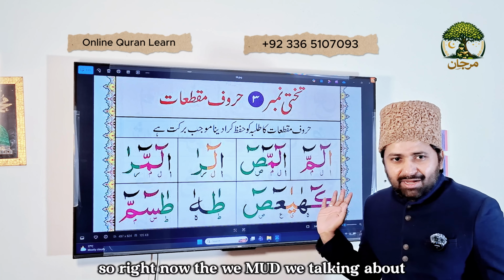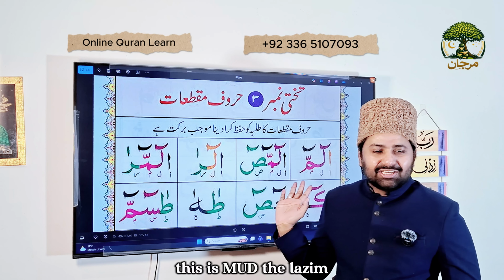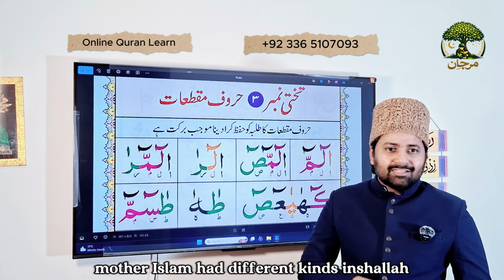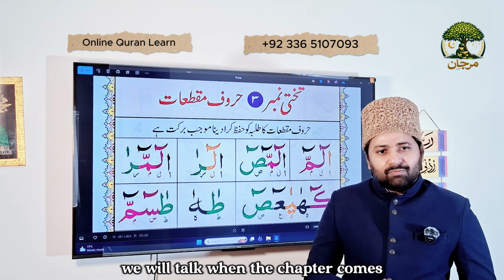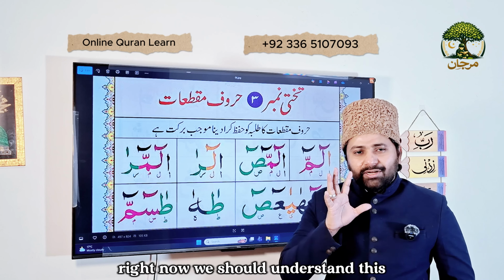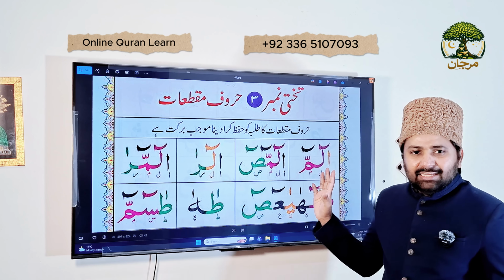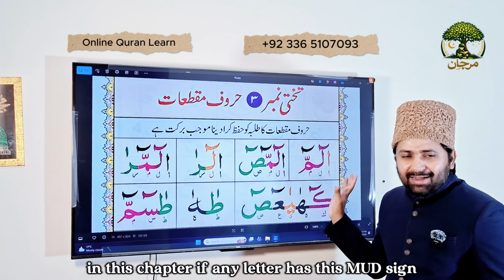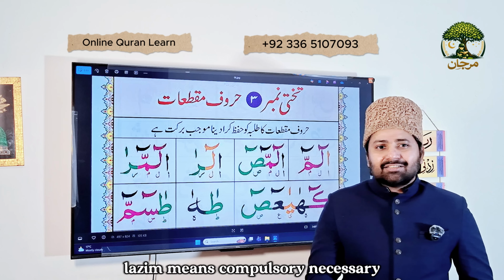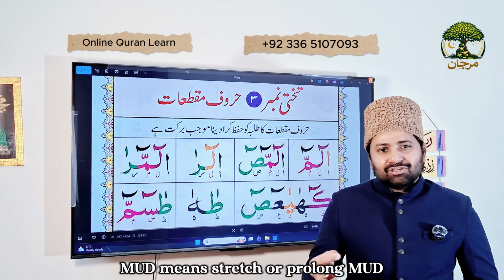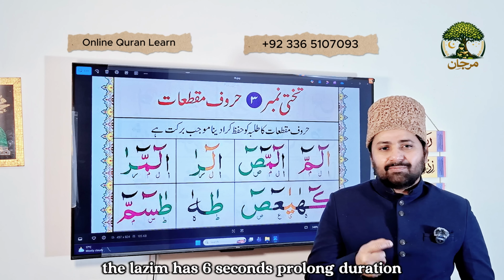Right now the mad we're talking about is mad lazim. Mad lazim has different kinds. Inshallah we will talk about them when the chapter comes. Right now we should understand this. In this chapter, if any letter has this mad sign, we will stretch it 6 seconds. All the kinds of mad lazim have a 6 second prolonged duration. Lazim means compulsory, necessary. Mad means stretch or prolong.